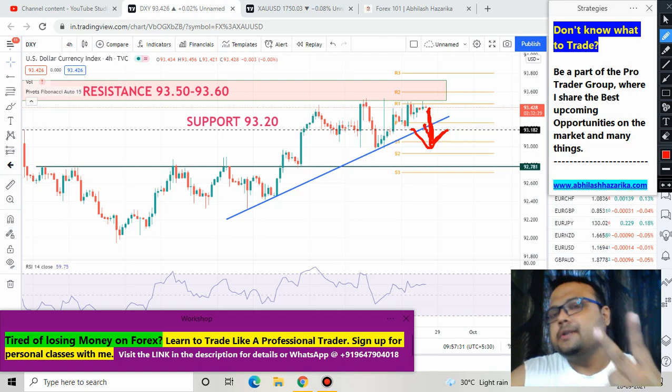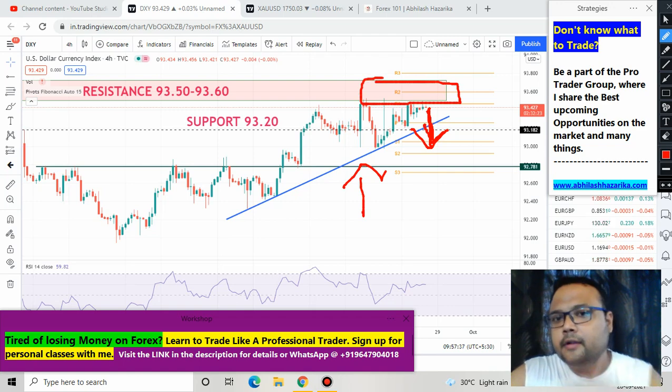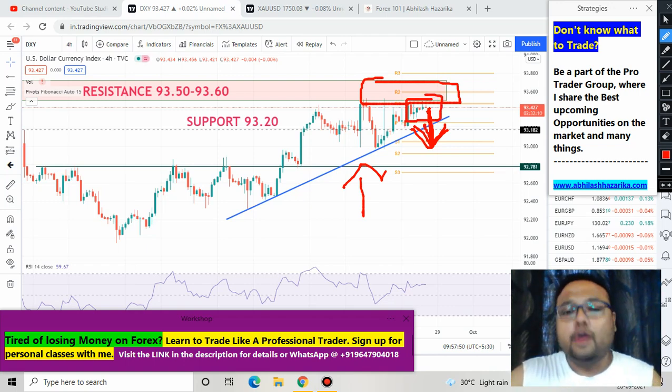There are two possibilities here for the US dollar. First of all, dollar going up, giving us a breakout right here, crossing this level. On the other hand, US dollar giving us a breakout towards the downside, breaking this support level. Right now we cannot say anything because we do not have the proper volatility in the market.